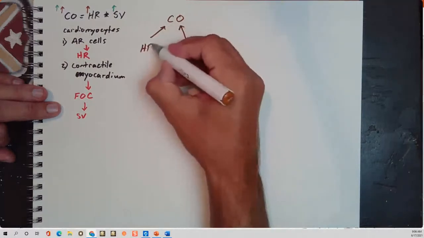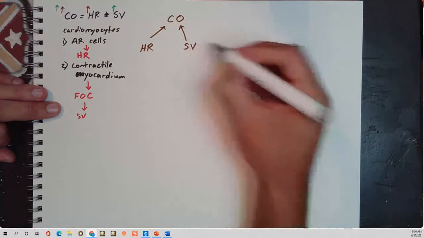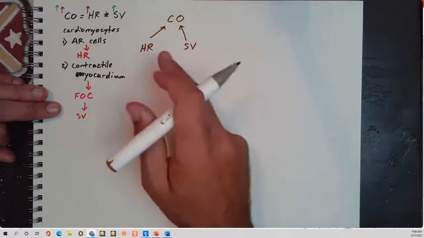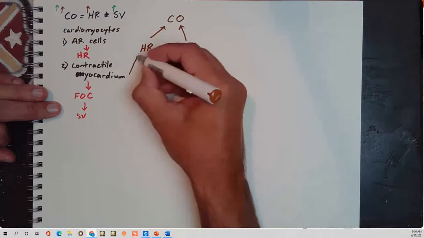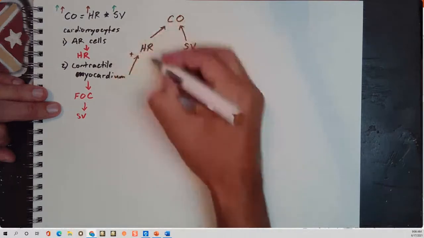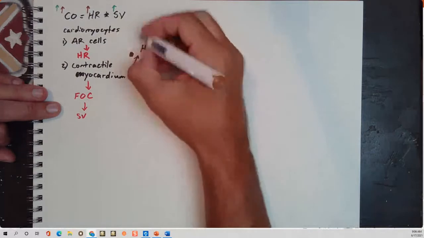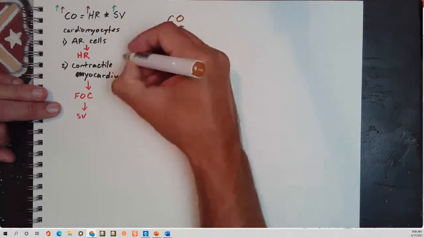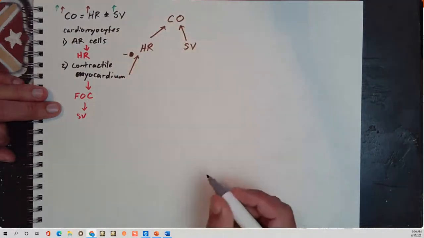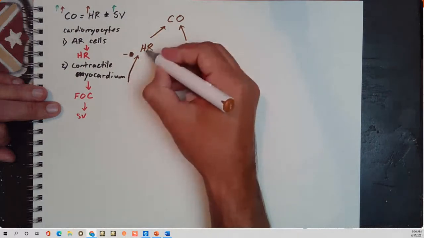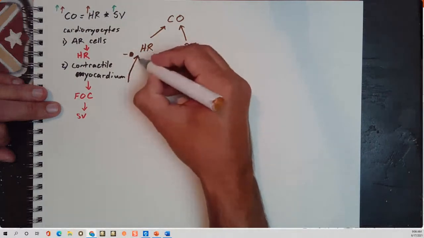Heart rate and stroke volume. Can we change heart rate? Sure we can. What will have a positive actually, let's start with a negative influence, because positive we want to tie into this other one. Let's start with what can have a negative influence on heart rate. What's going to decrease heart rate? That's what I mean by negative.